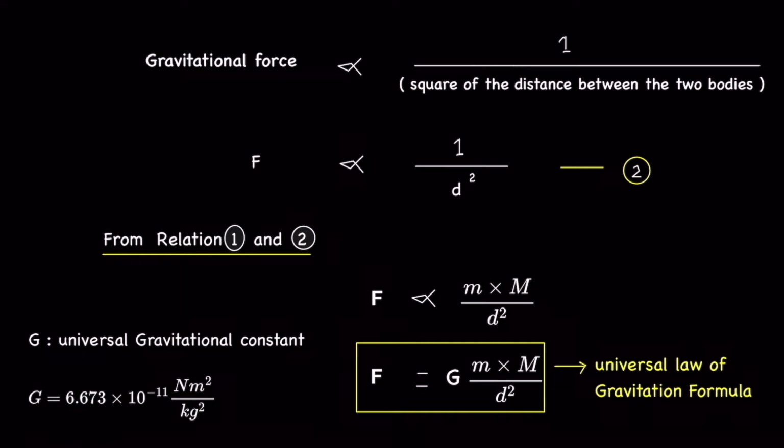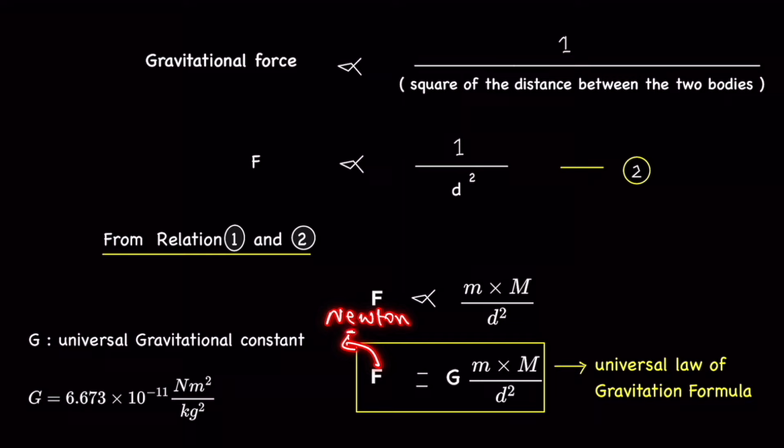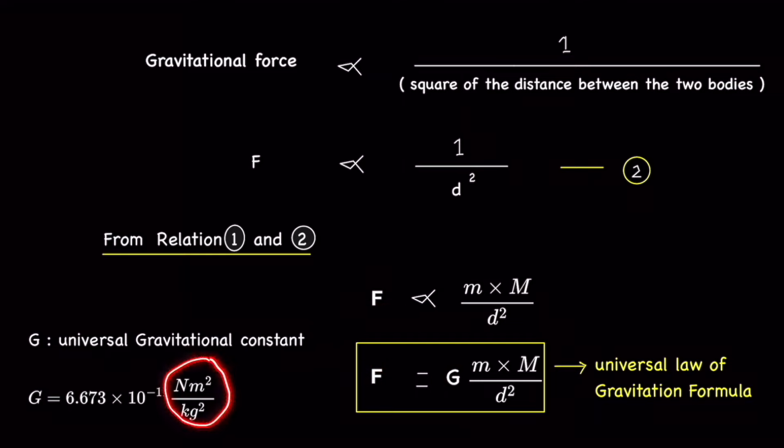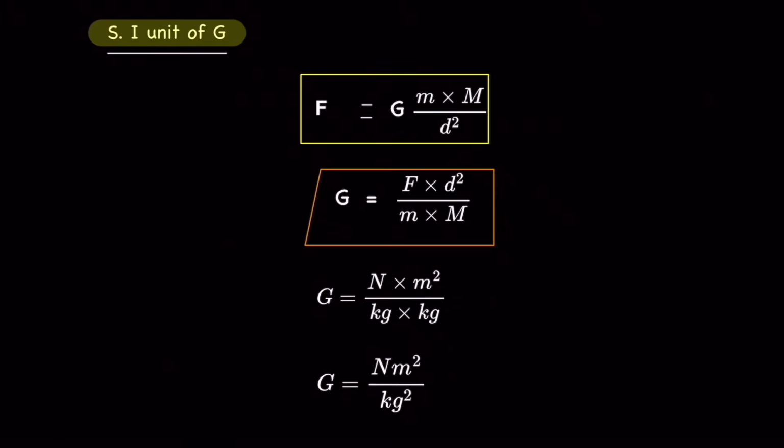That's also fine. Now, we already know that force's SI unit is Newton. But how to derive the SI unit of capital G? Here it is already mentioned, it is Newton meter square per kg square, but how did we get it? Let's look into it. To find the SI unit of capital G, we know that force is equal to G m1 m2 by d square, and if we reciprocate it, capital G is equal to F into d square divided by a small m into capital M.